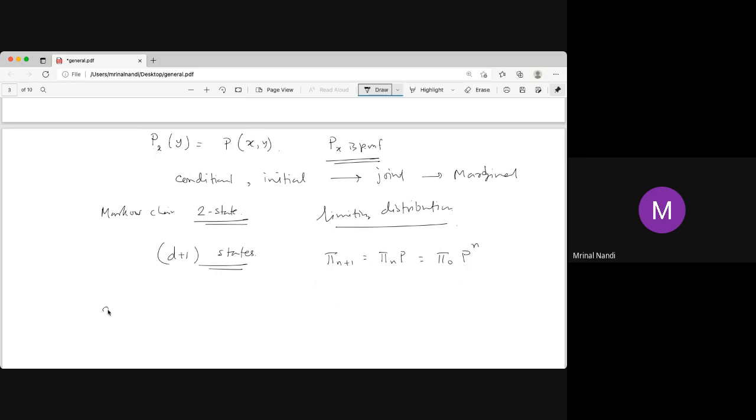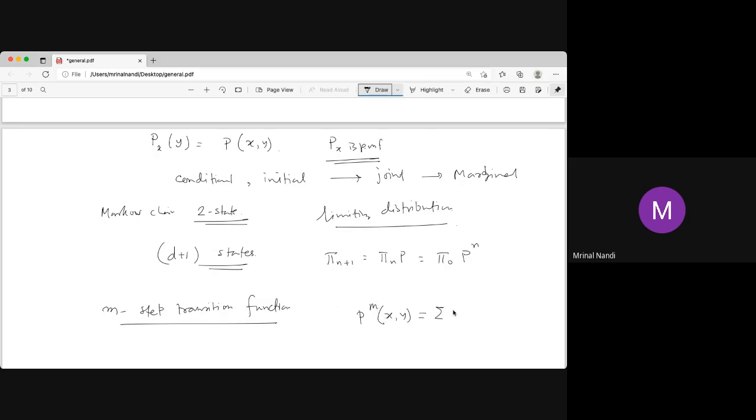Now next we define the m step transition function, which is actually P to the power m. And how do we define this? P to the power m means from x to y, we shift from x to y with m steps, not one step, m steps.